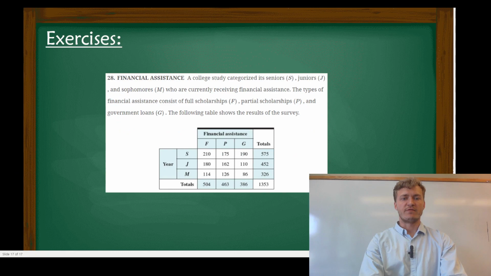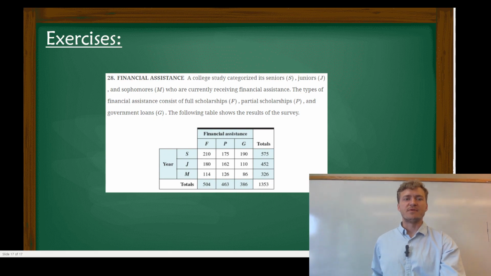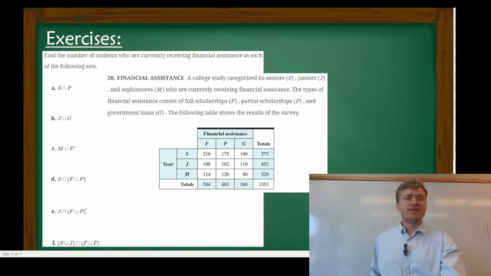Have an example involving financial assistance. A college study categorized its seniors, juniors, and sophomores who are currently receiving financial assistance. The types of financial assistance consist of full scholarships, partial scholarships, and government loans. The following table shows the results of the survey. It says here, find the number of students who are currently receiving financial assistance in each of the following sets.